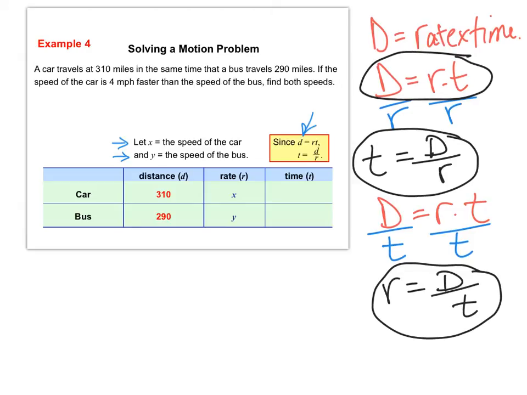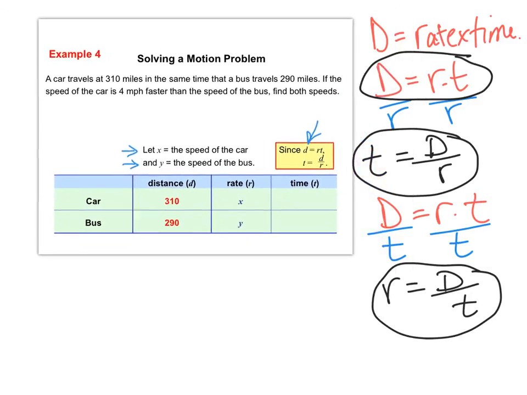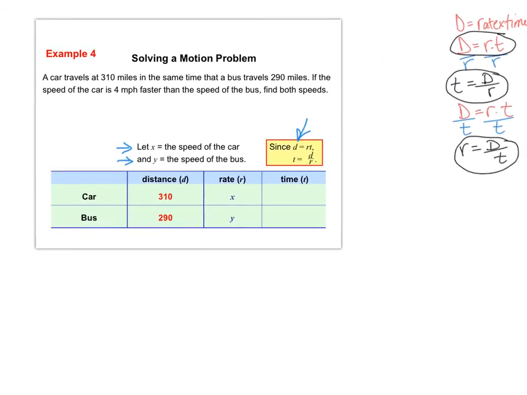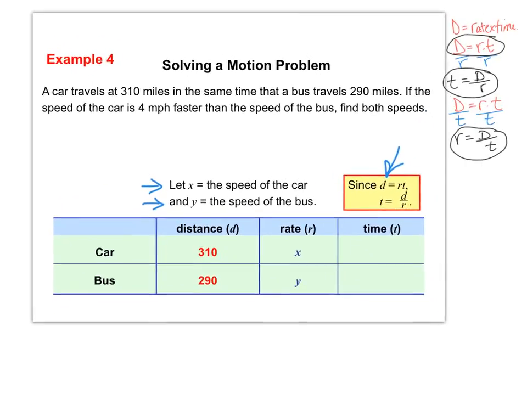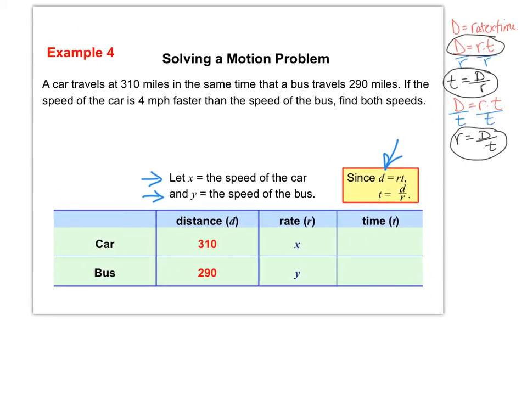And it's always helpful to set up a table for these types of problems where you have columns: distance, rate, and time. Now, this table is set up for us already. Let's move that over there. Make this a little bit bigger here. The distance information that we're given is that the distance a car travels is 310 miles. So that's why in this distance column we have 310. In the same amount of time that the bus travels 290 miles, so the bus distance is 290.